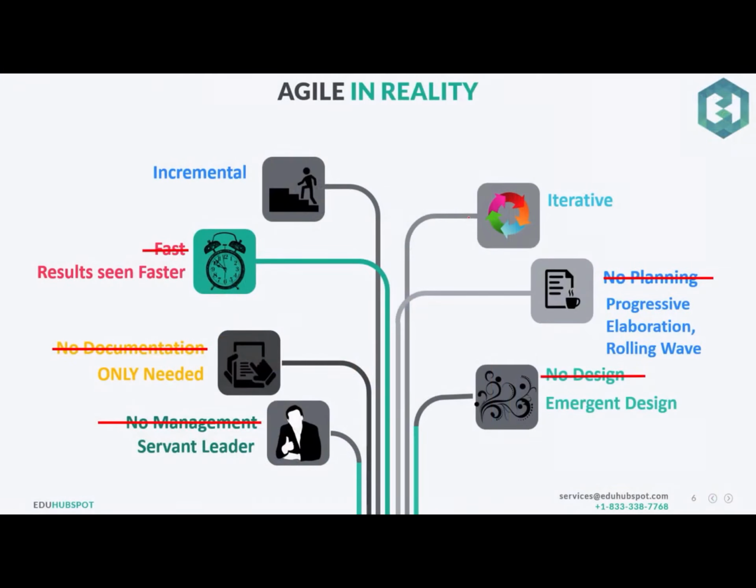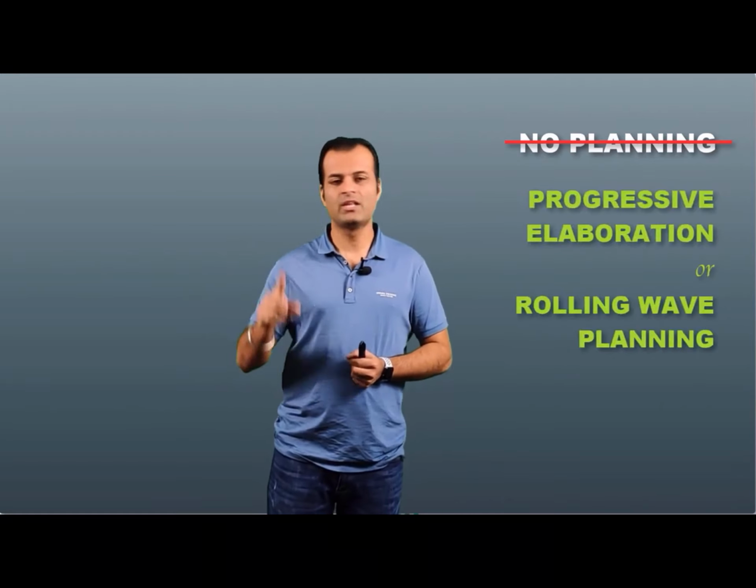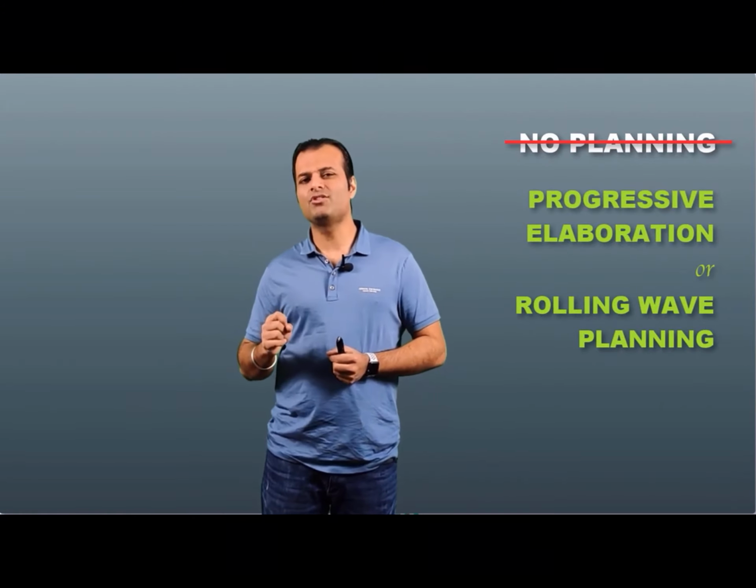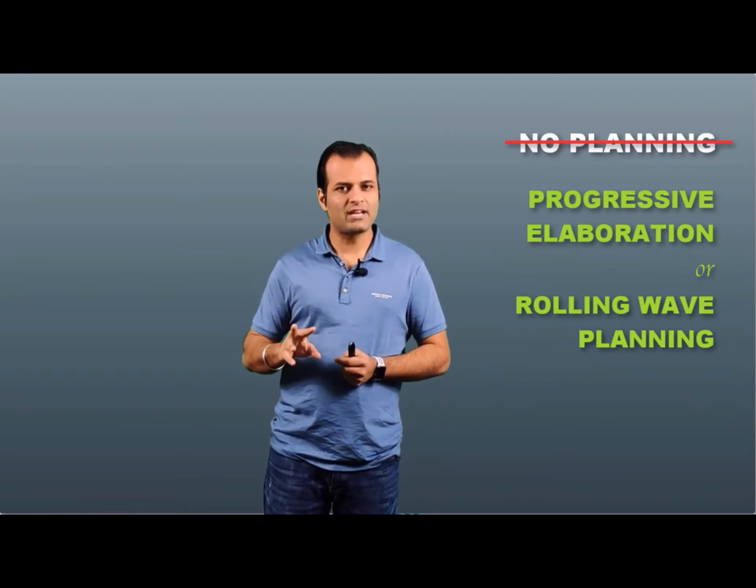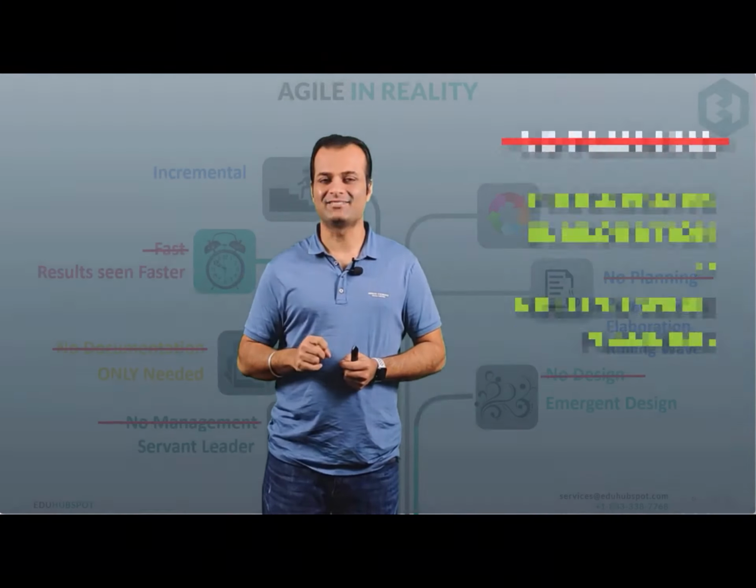Okay, no planning? No, it's absolutely wrong. There is planning. There is, I would say, a sprint planning meeting, a release planning meeting, things like that. But you prefer progressive elaboration or rolling wave planning. Now I know you might be confused on the difference between progressive elaboration and rolling wave planning, but don't worry, I will be covering that as well.